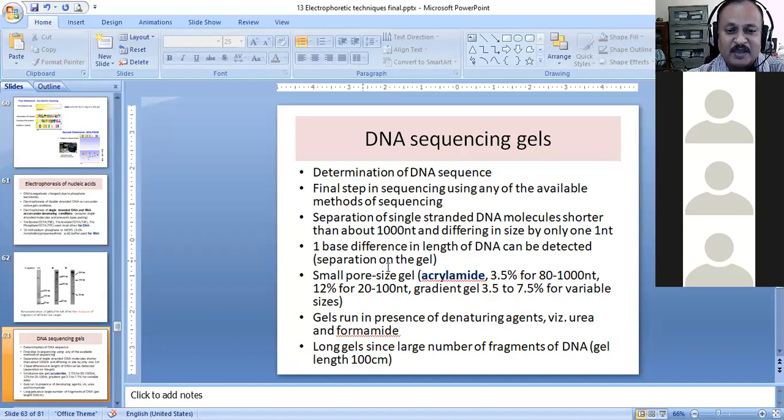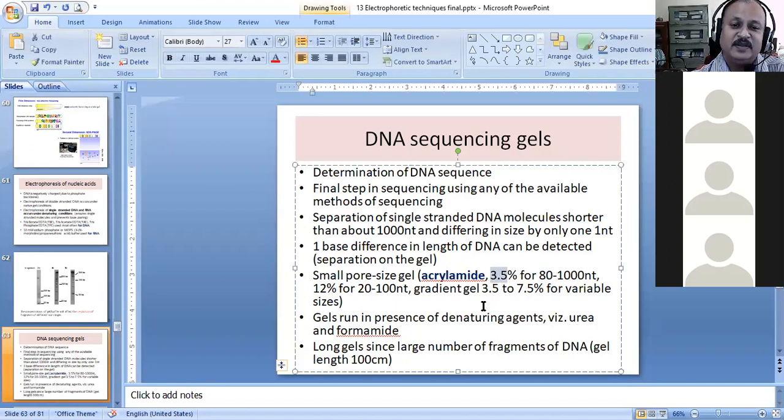What is the concentration of acrylamide here? Can you see? For a 80 to 1,000 nucleotide long DNA, we use 3.5% acrylamide. And if the size of the DNA is smaller, if it is 20 to 100 nucleotide, then we use a higher concentration of the gel, that is 12%. Again, the same logic. Higher the concentration, smaller is the pore size. And because the pore size is smaller, the DNA fragment size is also smaller. So 20 to 100 nucleotides for 12%, and 80 to 1,000 nucleotides for low concentration of the gel, that is 3.5%, right?